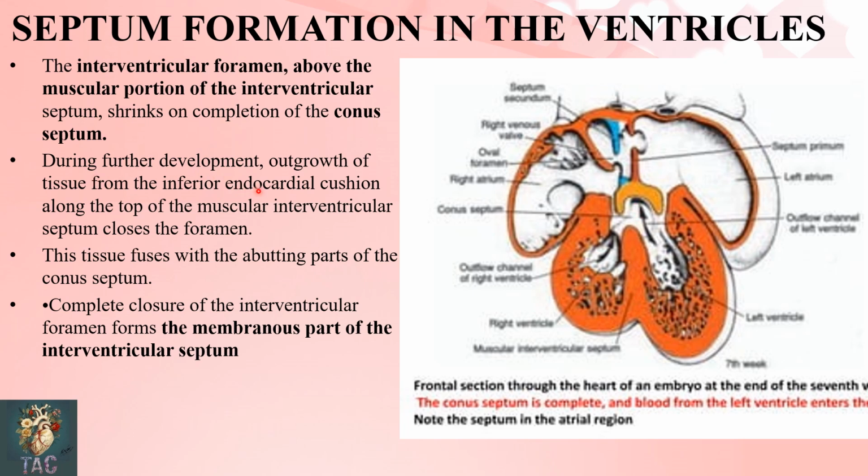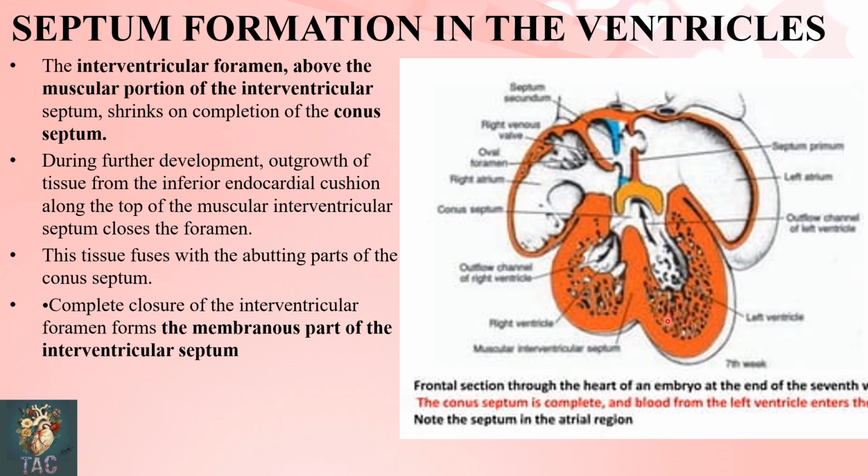During further development, outgrowth of tissue from the inferior endocardial cushion along the top of the muscular interventricular septum closes the foramen. The third source is this inferior part of the endocardial cushion, which also contributes to the formation of the membranous part of the interventricular septum. This tissue fuses with abutting parts of the conus septum. Complete closure of the interventricular foramen forms the membranous part of the interventricular septum.